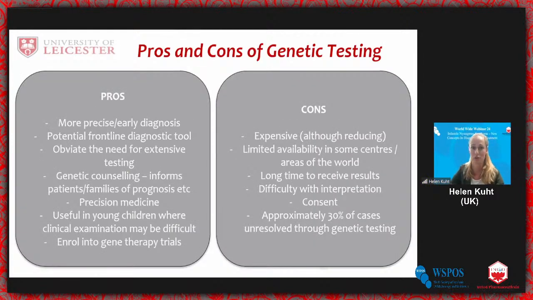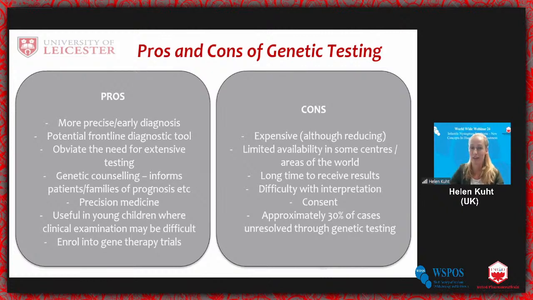So I just wanted to give a brief overview of some of the pros and cons related to genetic testing. It can enable more precise and earlier diagnosis. It can potentially be used as a frontline diagnostic tool. It can obviate the need for extensive clinical testing. However, obviously the clinical testing will still need to be carried out also. Genetic counselling can also be enabled from this, which can inform the patients and the families of prognosis and future family planning. It can work towards precision medicine. It can be useful in children where clinical examination might be really challenging, and it can enable future enrollment into gene therapy trials.